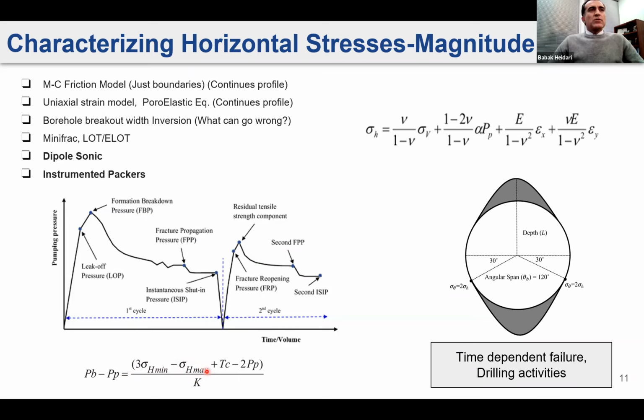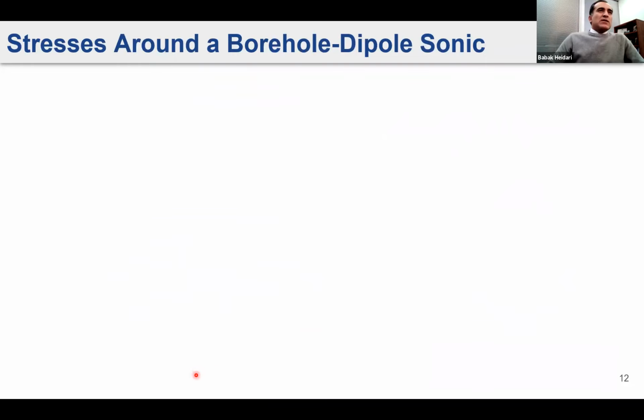Okay, and dipole sonic and instrumental packer. These are the things that I'm going to highlight in the next couple of slides. And as I mentioned, I have my own reason to give more weight to these approaches. So let's look at the dipole sonic.